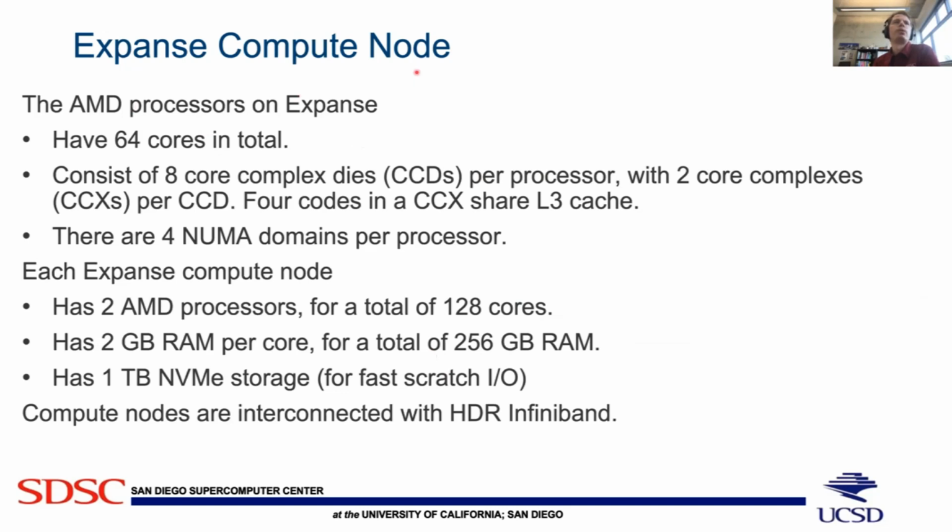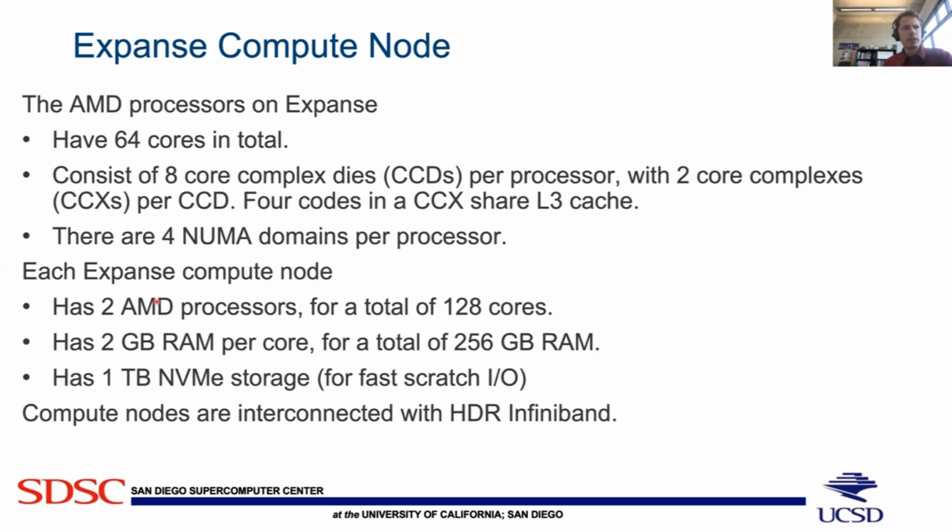And then in total, if you look at a compute node, so this was talking about a single processor, right? Each of those processors has 64 cores in total, and consists of eight core complex dies per processor, with 2 core complexes per CCD. Cores in a CCX share a level 3 cache, and there are 4 NUMA domains per processor. So we have 64 cores, and each Expanse compute node has 2 of those processors. That means we have 128 compute cores, and 2 GB of RAM per core, so a total of 256 GB of RAM.